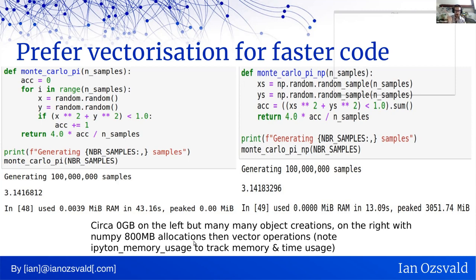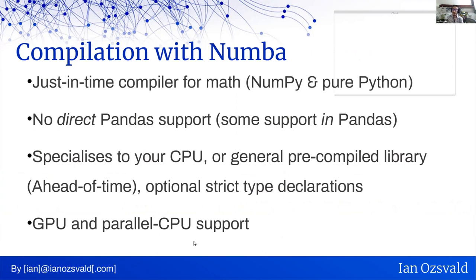So that's one of your tips. An even better tip is to switch to using Numba, the just-in-time compiler that's aimed at quantitative work. So it's a just-in-time compiler aimed at NumPy, only NumPy.